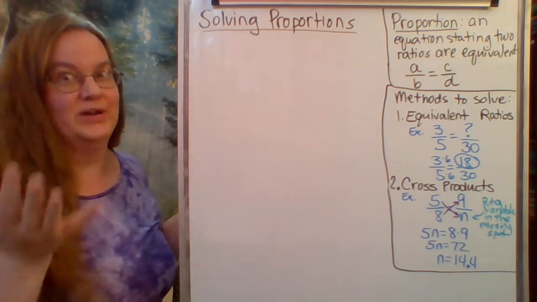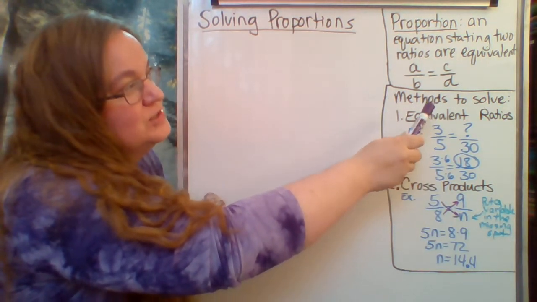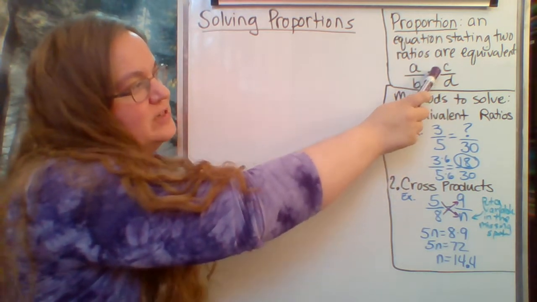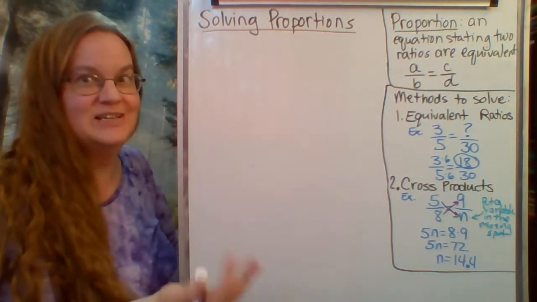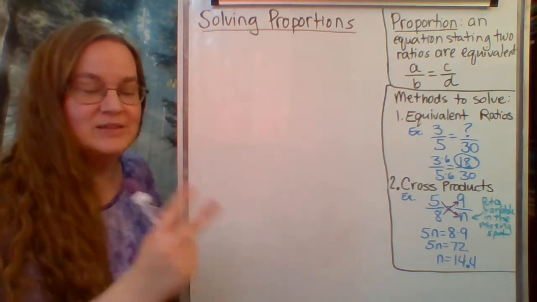So first of all, what is a proportion? A proportion is an equation stating that two ratios are equivalent. So A over B equals C over D. Of course, B and D are not zero because they're in the denominator. And we actually have two methods of solving.